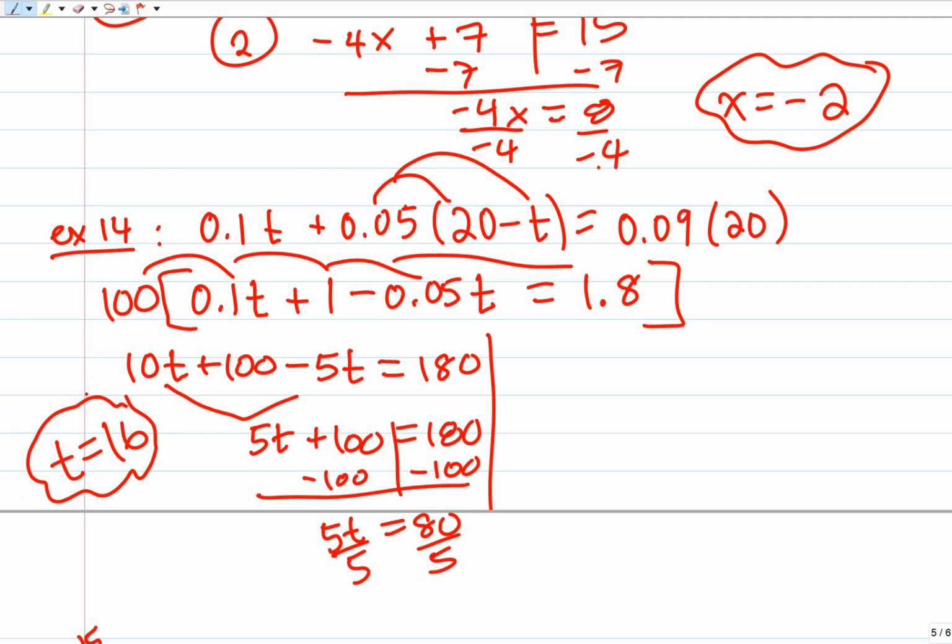What if I just left it as decimals? Would that change the rules? Could I have still combined like terms? Yeah. And you have technology in your hand, don't you? 0.1 minus 0.05 is?